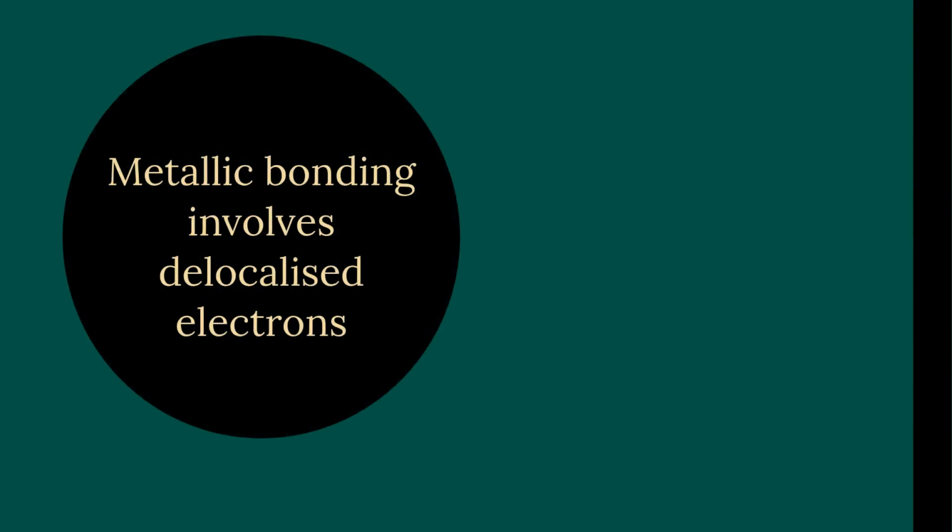Metallic bonding in sodium involves delocalized electrons. Sodium atoms lose outer electrons, forming positive ions. These electrons become delocalized, moving freely between ions. The diagram shows this electron sea around sodium ions. The metallic bond is the attraction between ions and electrons.